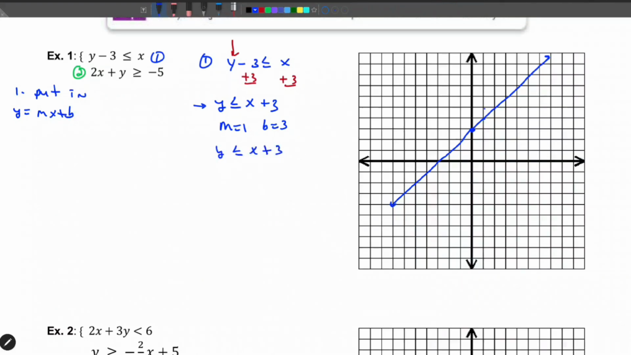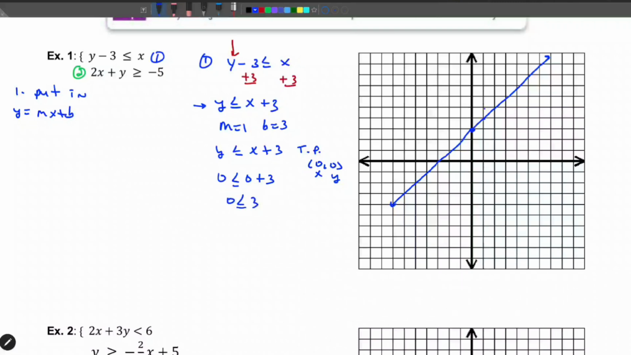The test point that I would pick to see where we want to shade: because we don't go through the origin, I would pick 0, 0, and we just plug these in for my x and my y value and see if we get a true statement or a false statement. So my y value is 0. That's less than or equal to 0 plus 3. And so 0 is less than or equal to 3.